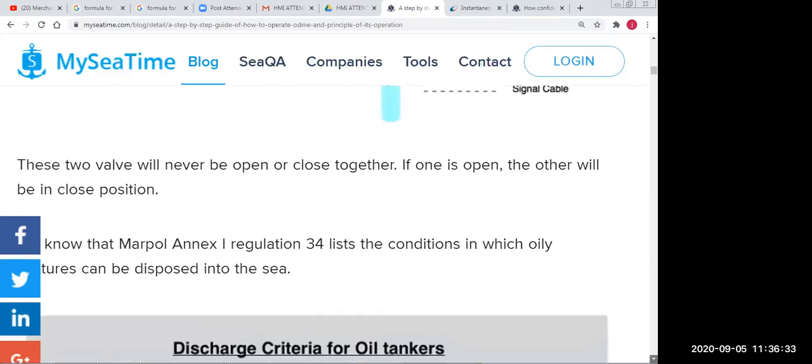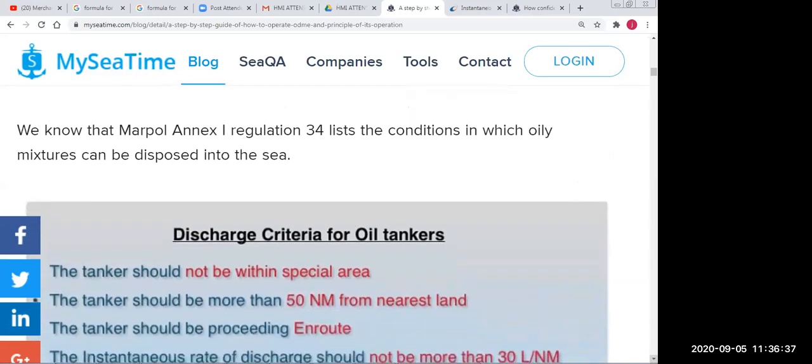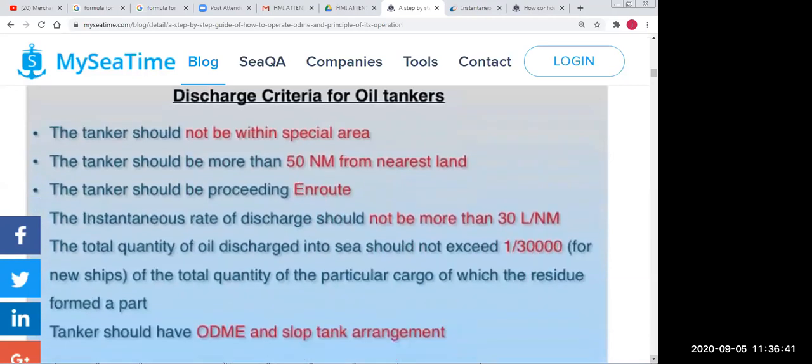As per MARPOL Annex 1, Regulation 34, it lists the discharge criteria of oil tankers. First thing, when we are discharging oil through this ODME, the tanker should be outside special areas, 15 nautical miles from the land and route.